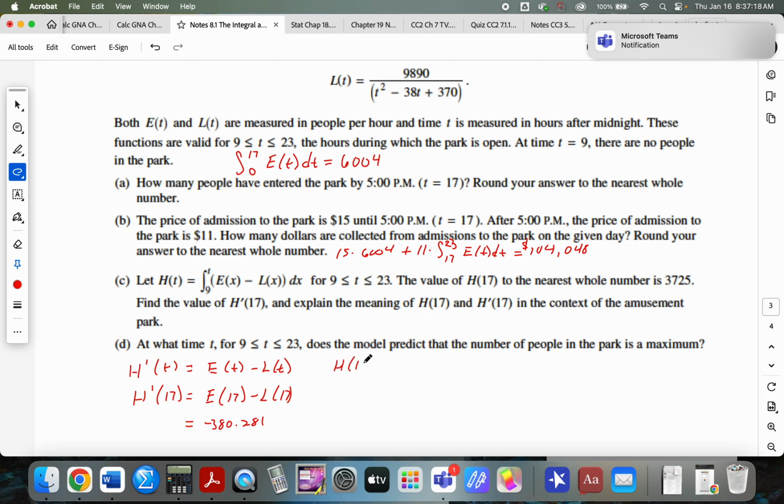All right, so then it says explain the meaning of H of 17. All right, H of 17. So we've got people entering the park and people leaving the park. What is this going to tell us? Well, this would be the number of people that have entered minus the number of people who have left, which gives you the number of people in the park at 5 o'clock p.m.